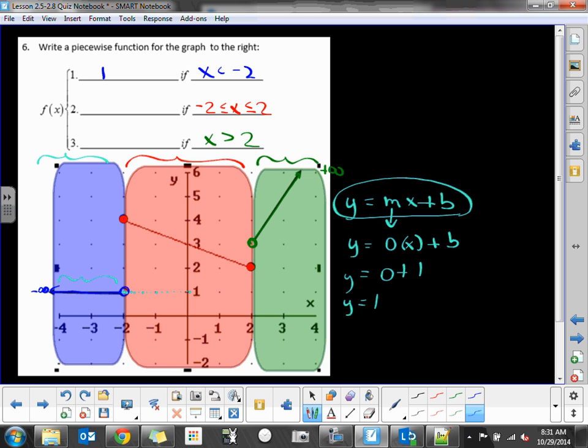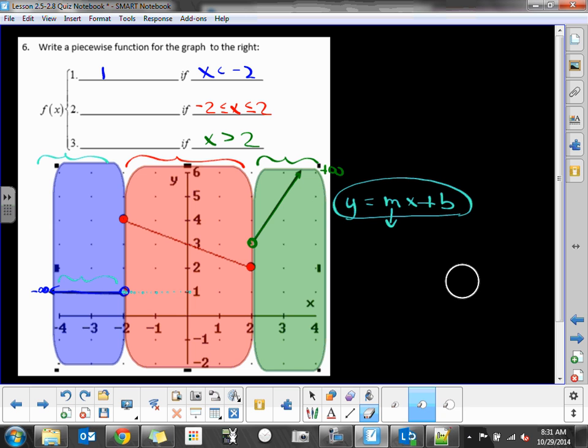So now I'm going to look at the second piece. The second part or interval, which I highlighted in red, has two ordered pairs here, and two ordered pairs we can use to find the equation of the line. But one of the things I want to know is the y-intercept. What's convenient about this one, it shows us exactly where it crosses. It crosses at 3, so it's plus 3.